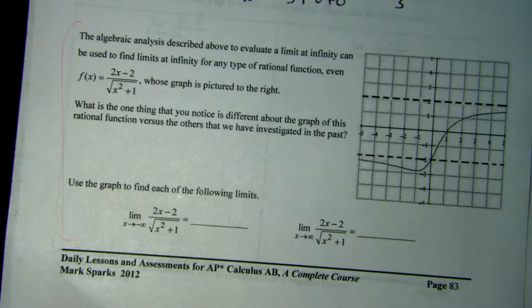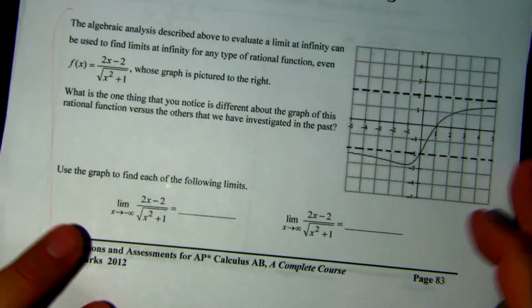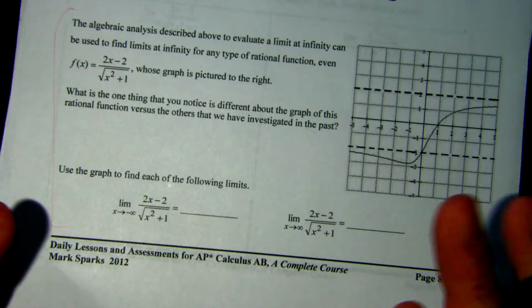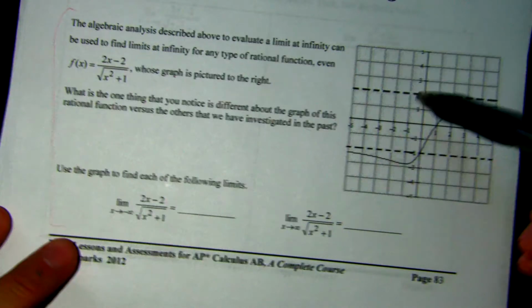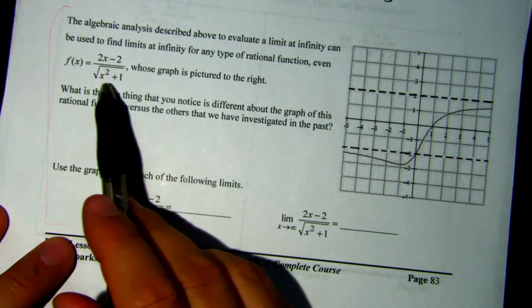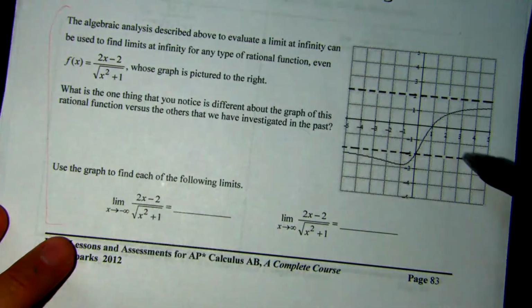All right, so the technique that we looked at in the last video is going to work for most of your functions. There's going to be a couple cases where it doesn't quite work out, or at least where we're going to get different things with negative and positive infinity. So look at this function here. This is a weird function, 2x minus 2 over the square root of x squared plus 1. And here's the graph of it.